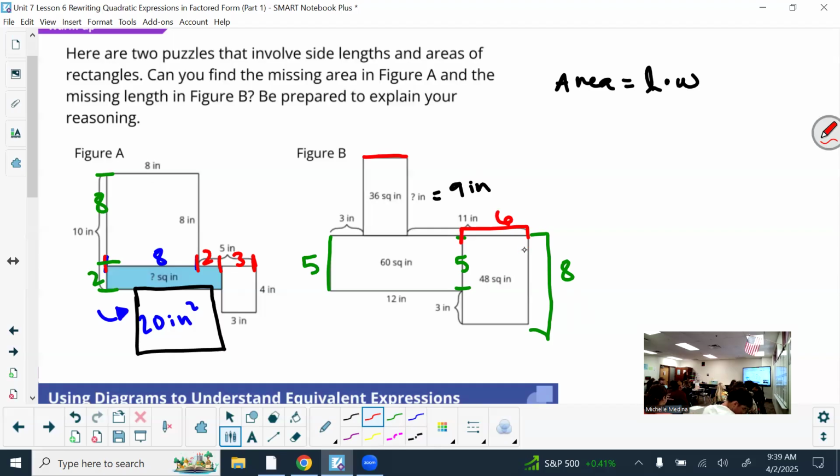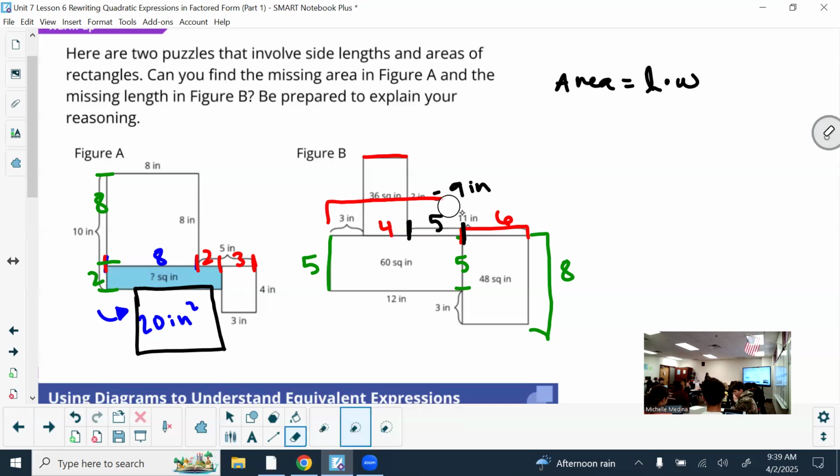Because if from here to here is 6, that means from this edge to this edge must be what? 5, because 6 plus 5 would give us 11. And then now I have enough information to conclusively say that this side is 4. Because if I look over here, I know that from here to here is 12, because that matches what this says, right? So 12 minus 5 minus 3 is 4.